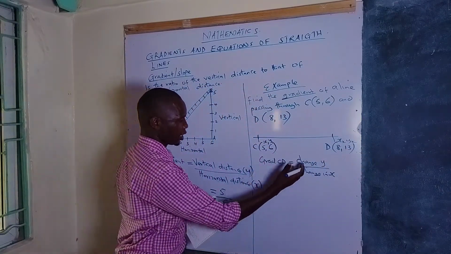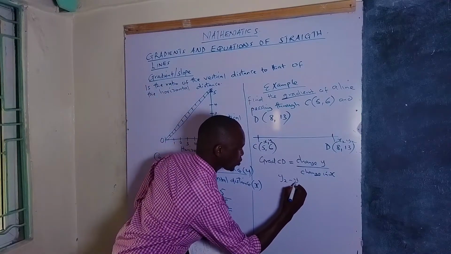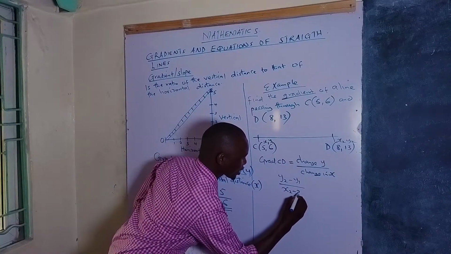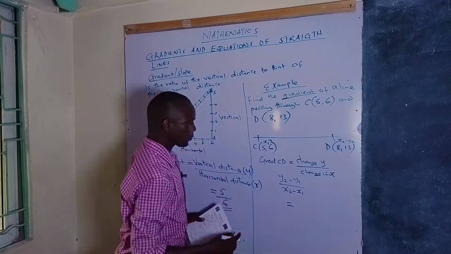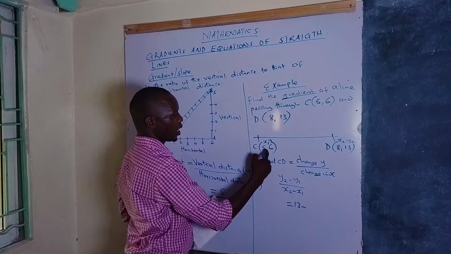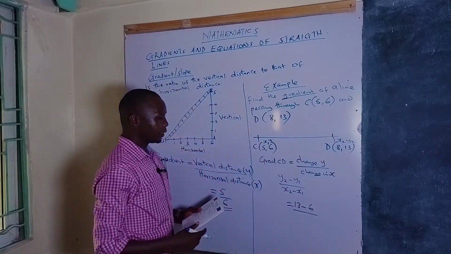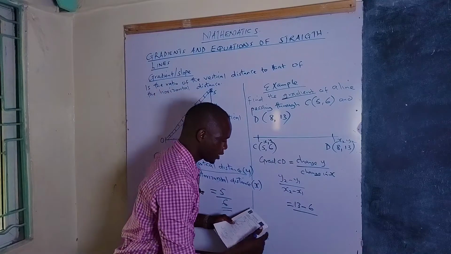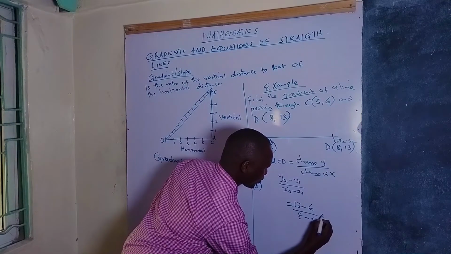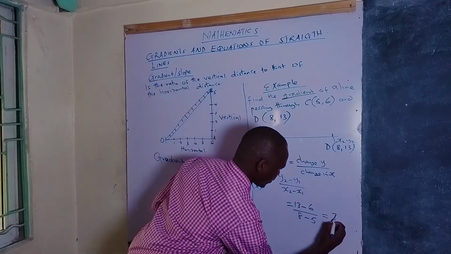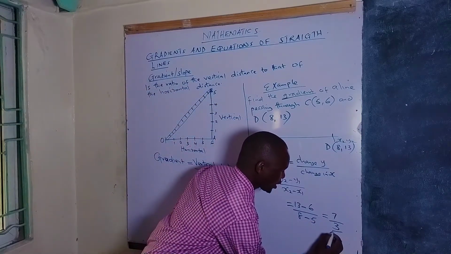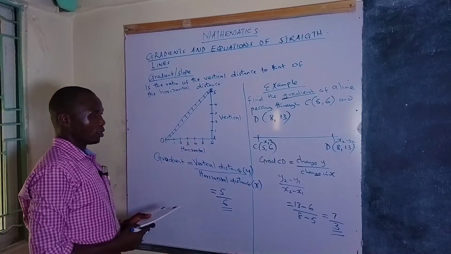To find the change in Y, we can take Y2 minus Y1, over the change in X, which can be determined by taking X2 minus X1. That will give us Y2, which is 13, minus Y1, which is 6, divided by our X2, which is 8, minus our X1, which is 5. If you take 13 minus 6, you'll get 7. Divide by 8 minus 5, you get 3, and that is the gradient of that line CD.